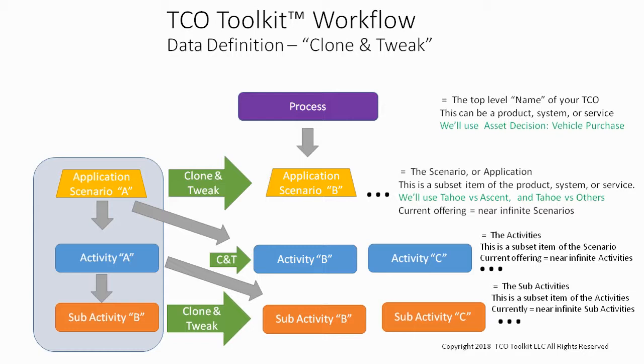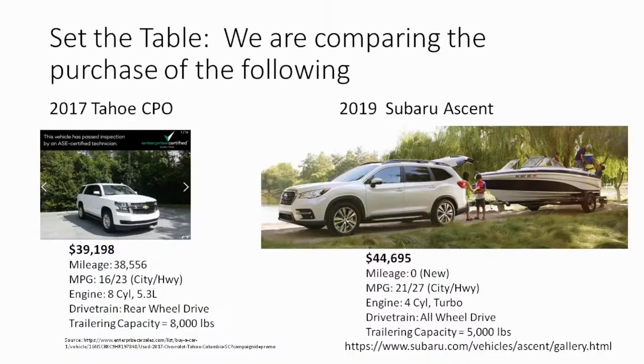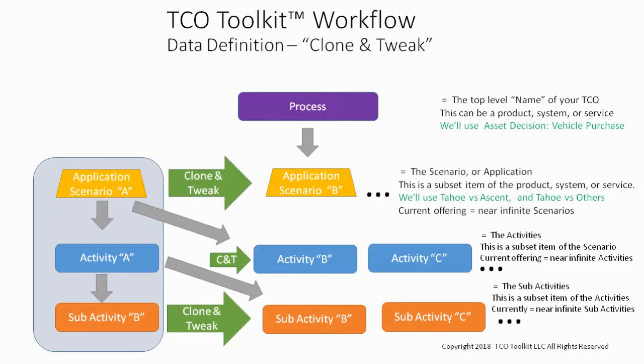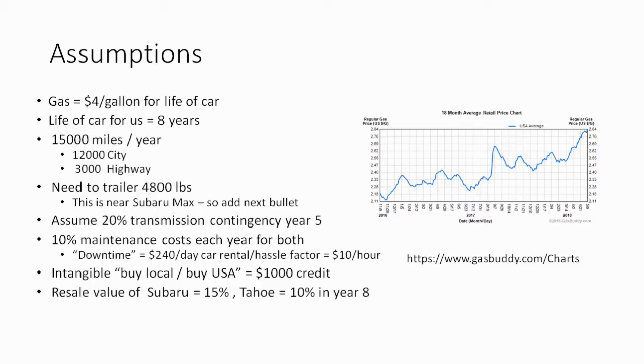Next, we'll have scenario A. This is where we're going to compare the Tahoe versus the Ascent. Once we get this scenario A completed, we can clone this and tweak it, meaning we could clone that, keep the same data for the Tahoe, and then tweak the data for the other cars that we are comparing. So once we have the scenario level, we're going to set some high-level data there.